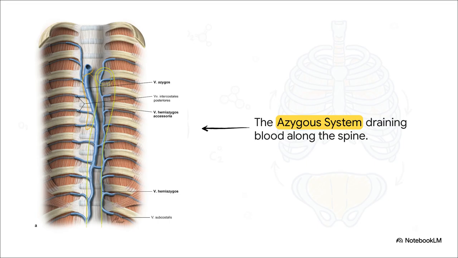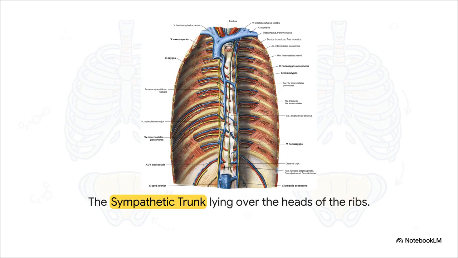The posterior intercostal veins drain, directly or indirectly, into the azygous vein on the right side of the vertebral column, while over on the left side, they drain into the hemiazygous and accessory hemiazygous veins. To wrap up our wiring, let's look at the autonomic nervous system.